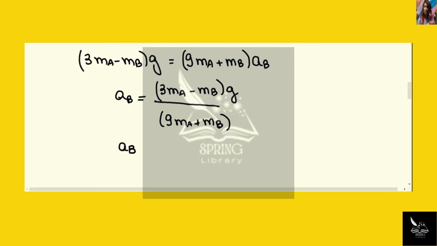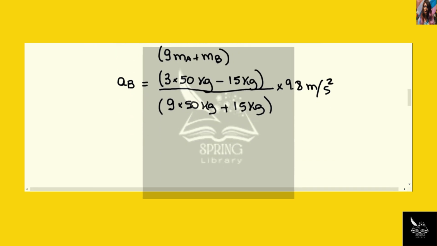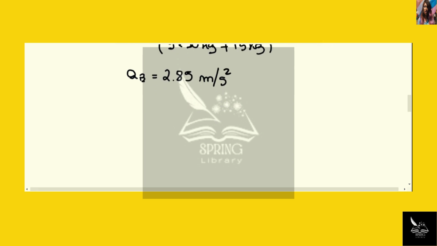So AB is equal to 3 times MA, which is 50 kilograms, minus MB, which is 15 kilograms, divided by 9 times 50 kilograms plus 15 kilograms, times 9.8 meters per second squared. This means that AB is equal to 2.85 meters per second squared. This is the value of the acceleration of block B.